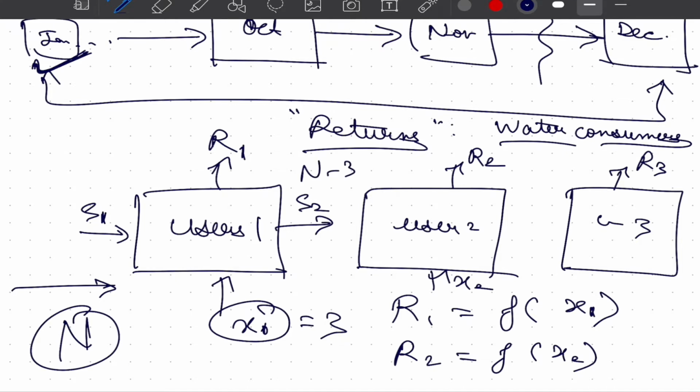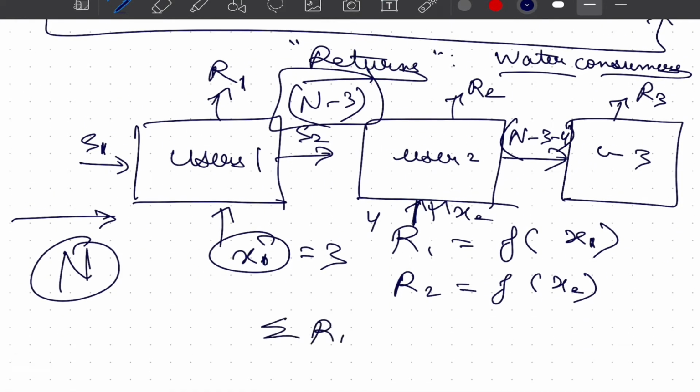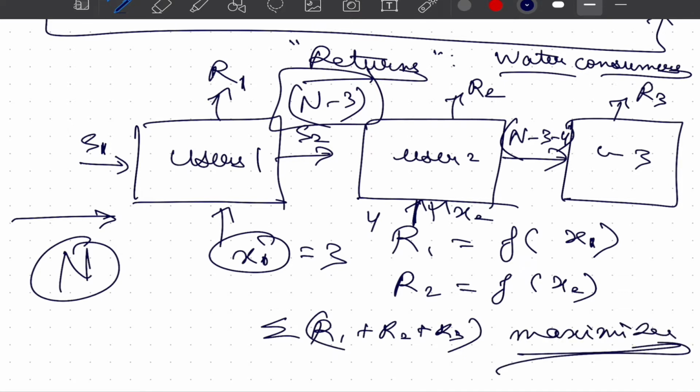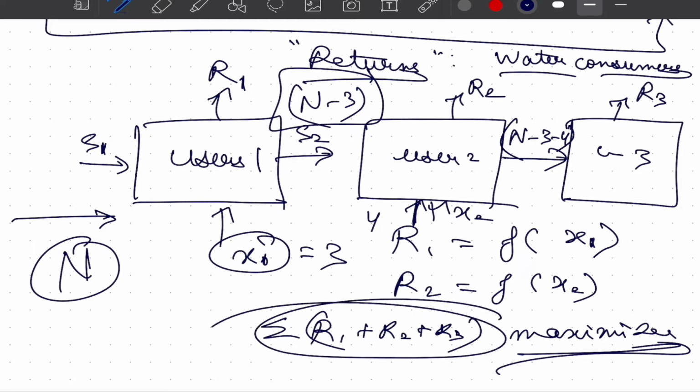Now we have to make sure that the principle of continuity, that is conservation of mass, is always followed. And when we go to the next user, we essentially have n minus 3 as the updated state of the system. And now if this user uses another amount, let us say 4 units of water, then we should be left with n minus 3 minus 4 units, with an objective that the sum total of R1 plus R2 plus R3 is maximized, because whenever we are talking about optimizing something, we are either looking for a maxima or minima, and here the objective is to maximize the gains throughout the system.